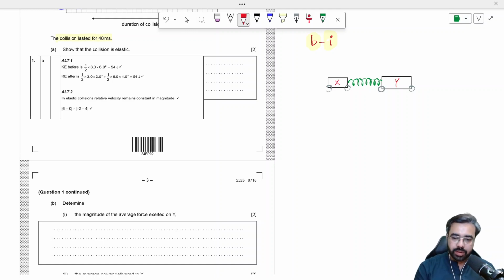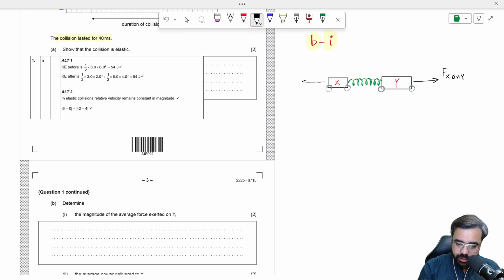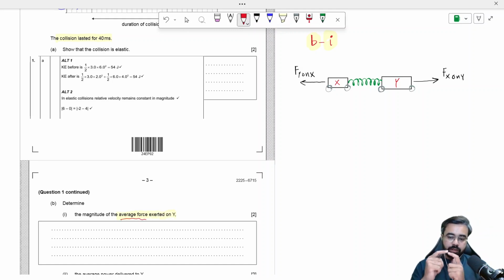During the collision, the force is variable, but it is variable for both of the cards, and it is changing by an equal amount for both, because according to Newton's third law, the force exerted by x on y is equal to the force exerted by y on x. If you have to find the average force exerted on y, they use the word average because this force is increasing and then decreasing.